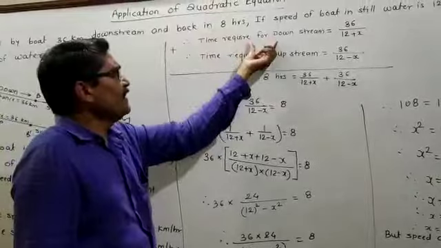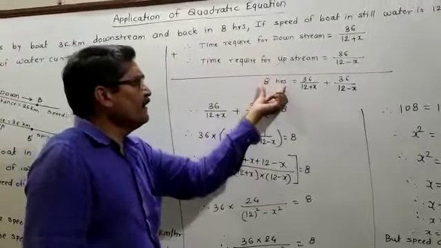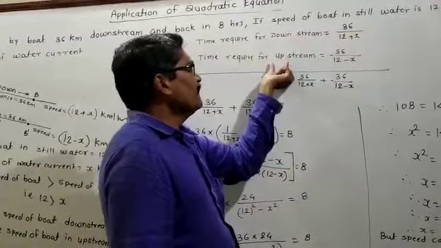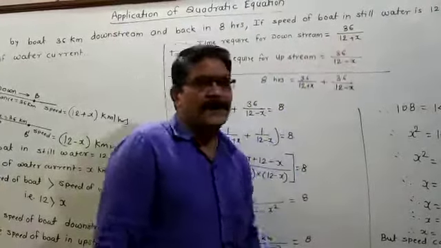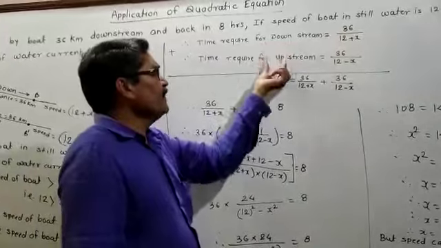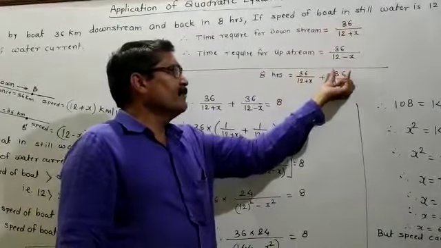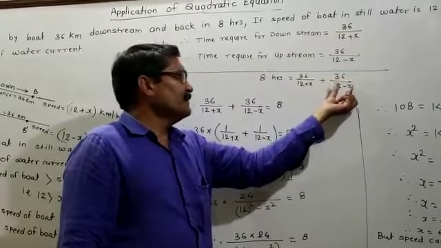So I will say that for both the times, if you add them, the total is 8 hours. You have to add this side also. If you add the left side, you have to add the right side also. But the addition of the left side is 8 hours. So you have to say 36 upon 12 minus x plus 36 upon 12 plus x.